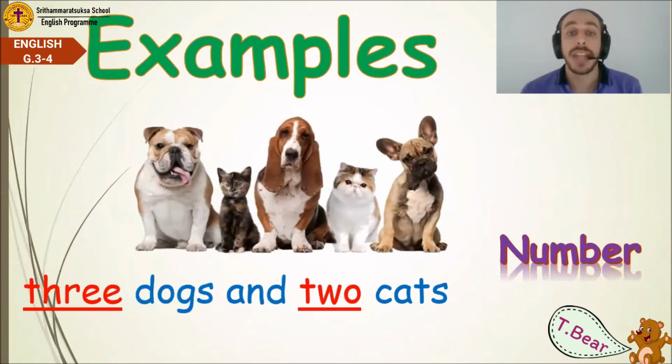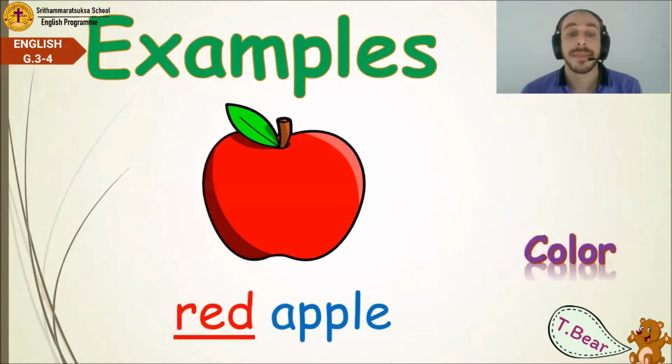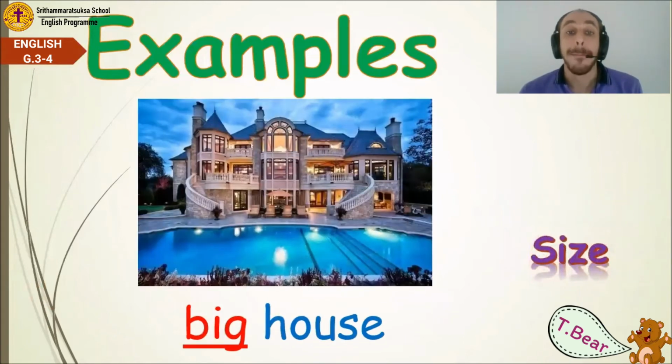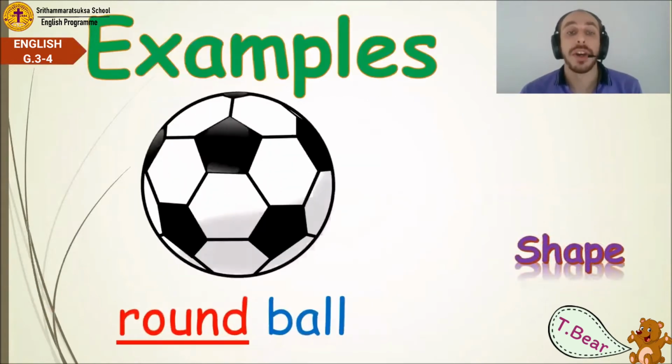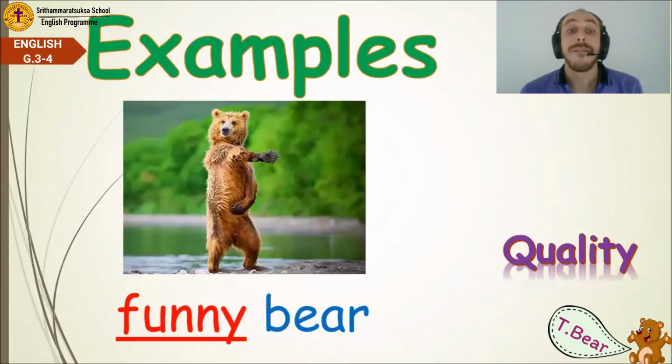Three dogs and two cats. Three and two are adjectives telling us about the number of dogs and cats. Red apple. Red is an adjective describing the color of the apple. Big house. Big is the adjective describing the size of the house. Round ball. Round is the adjective describing the shape of the ball. Funny bear. Funny is an adjective describing the quality of the bear. It is a funny bear.